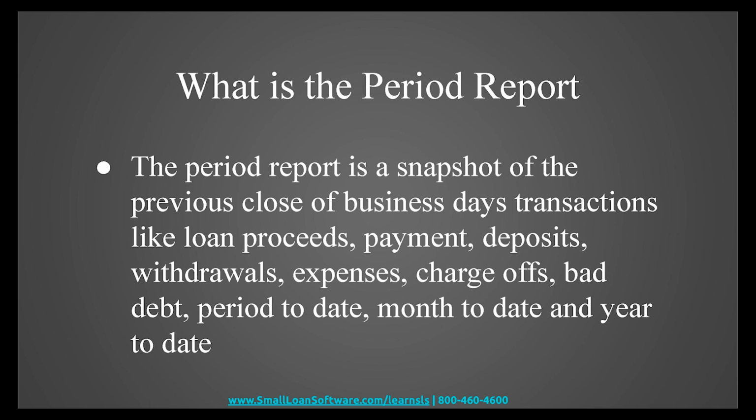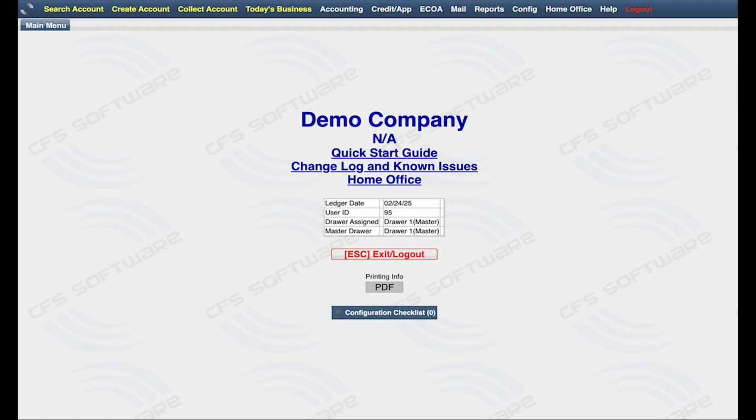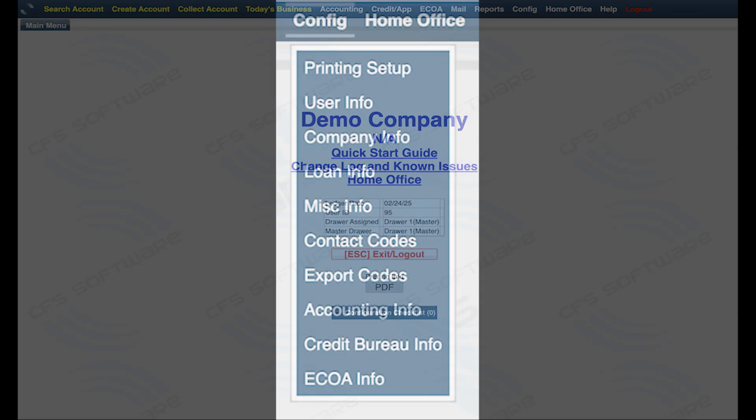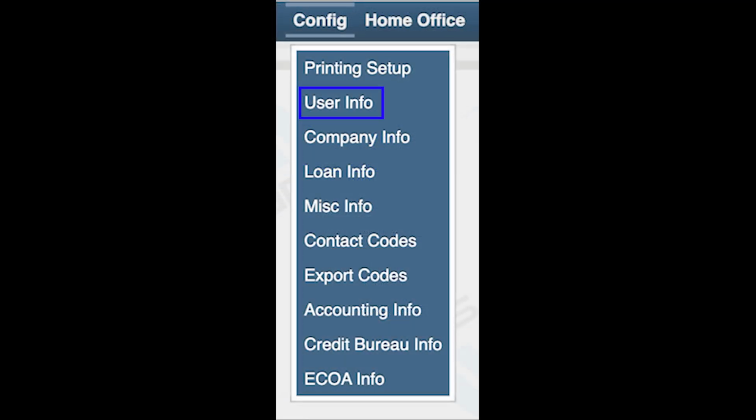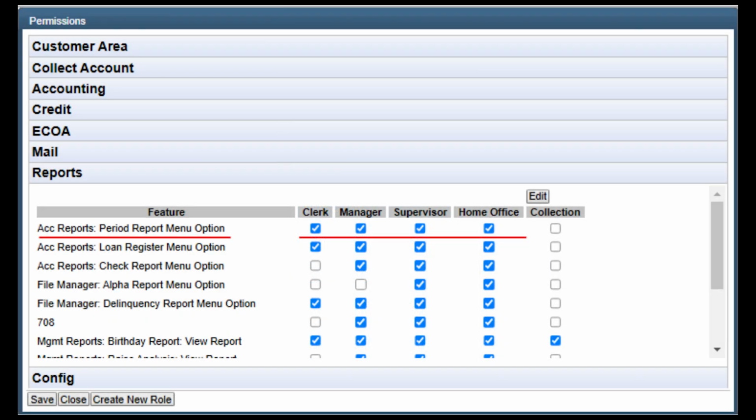It's recommended to print this report in the drawer register report nightly after the close of each business day. These reports will provide a good set of historical data and ensure you take an additional step toward establishing data integrity. Permission to access the period report can be controlled through Config, User Info, and Permissions. Under the Reports tab in Permissions, you will find the user-level selections.